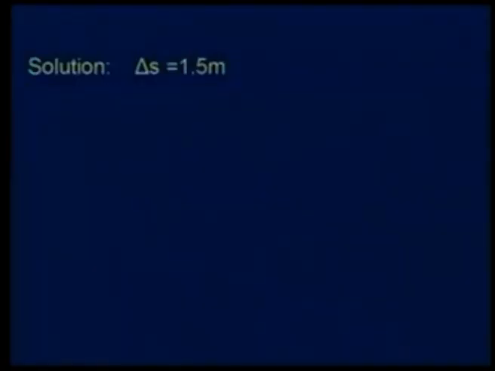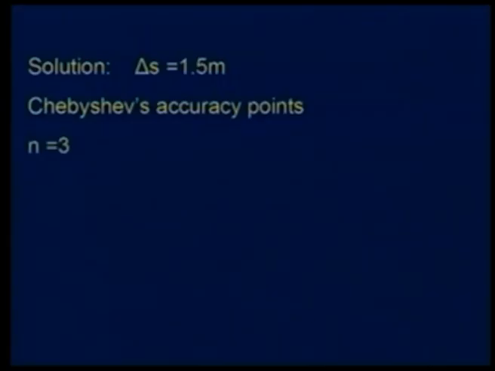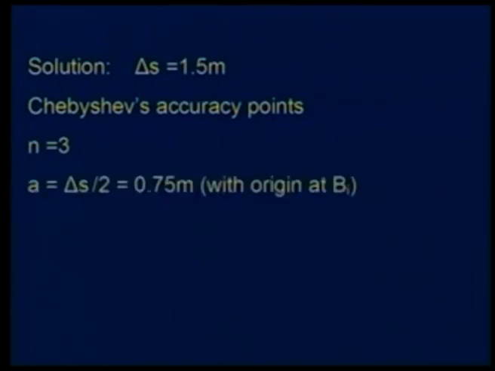We have been given delta S, that is the total movement, which is 1.5 meter. We are going for 3 Chebyshev's accuracy points, that is n equal to 3. A, that is the distance of the midpoint from BI, is delta S by 2, which is 0.75 meter with the origin at BI.